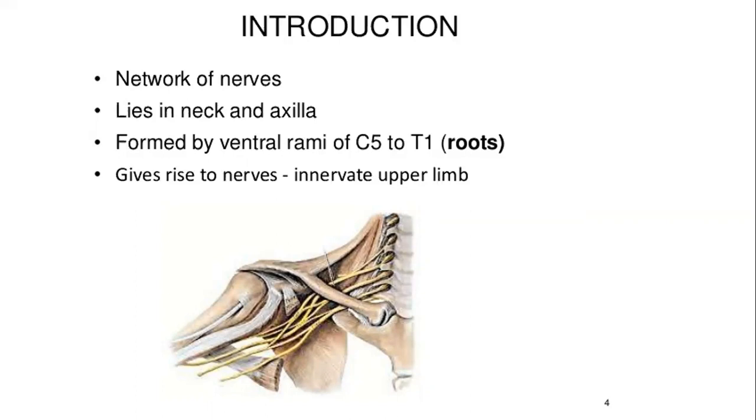By the word plexus we basically mean a network. So the brachial plexus is a network of nerves which lies in the neck and the axilla, and it is formed by the ventral rami of C5 to T1, these roots. These give rise to nerves which are meant for innervation of the upper limb.